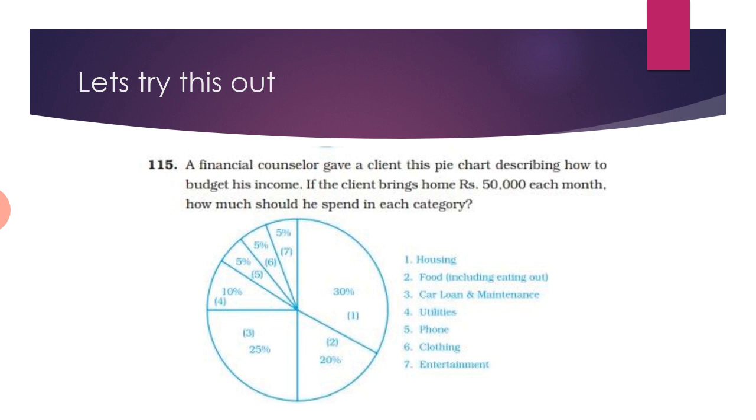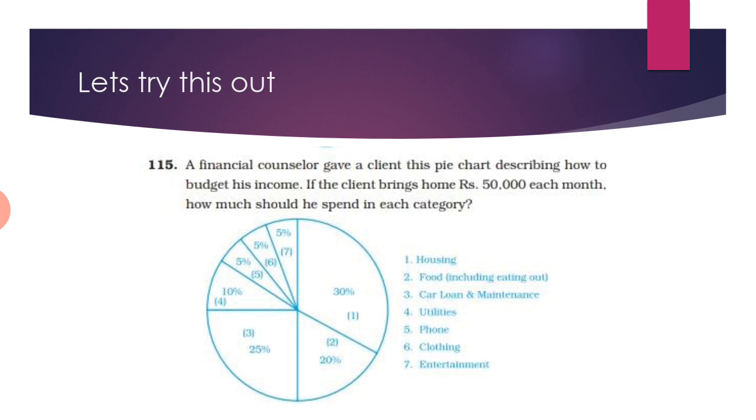So housing, if I have to find out how much money he is going to use, it's going to be 30 divided by 100 into 50,000. So when 50,000 and 100 get cancelled, it becomes 500 and 30 is left on the other side. So it becomes 15,000. That means out of his 50,000 rupees which he brings home, he needs to spend 15,000 rupees on his housing. That is his rent. Let's do the next one.